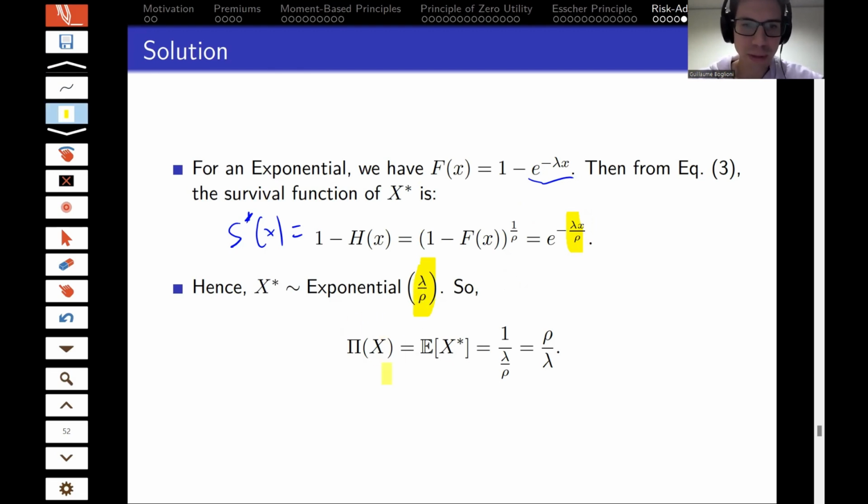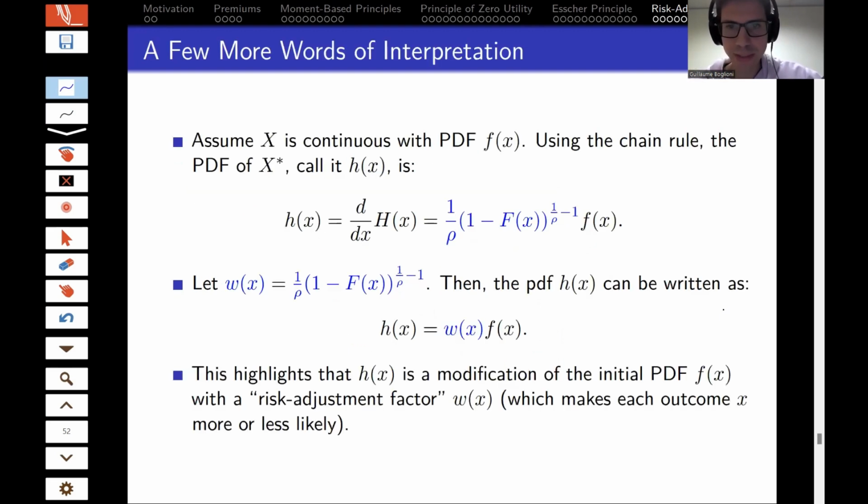And now why do we do this? Well, we know that the premium is just the expectation of this X star. So the expectation of X star is easily found here, and you have, of course, rho divided by lambda. And recall, rho is strictly bigger than 1. So this is strictly bigger than the expectation of X, because the expectation of X is 1 over lambda. Okay, so that's an easy example.